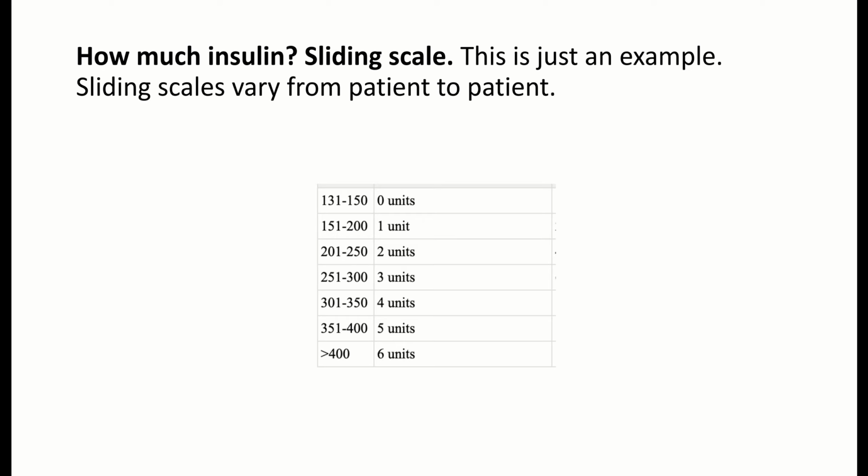So using this table, if you check your patient's blood sugar and it is 150, then you do not need to administer insulin. If AccuCheck is 186, then you need to administer 1 unit. If AccuCheck is between 200 and 250, then you need to inject 2 units, and so on and so forth. This is what's called a sliding scale.